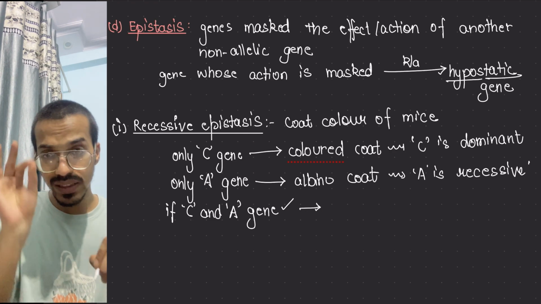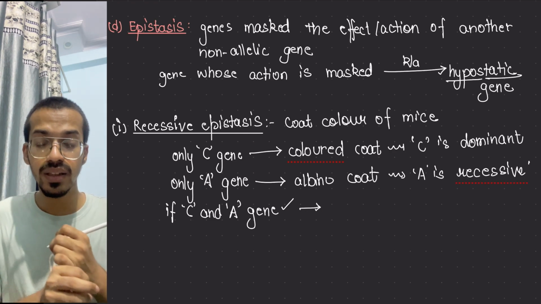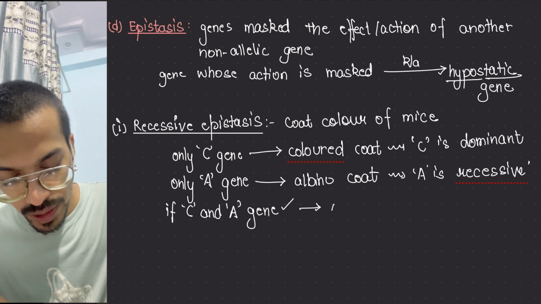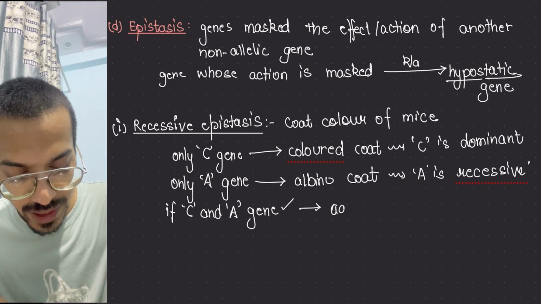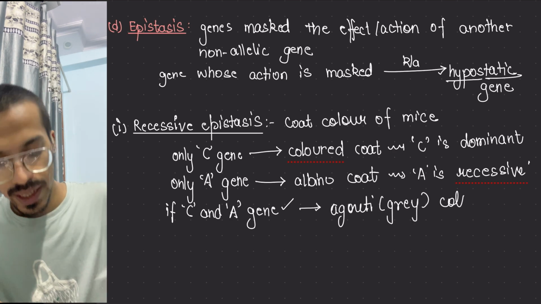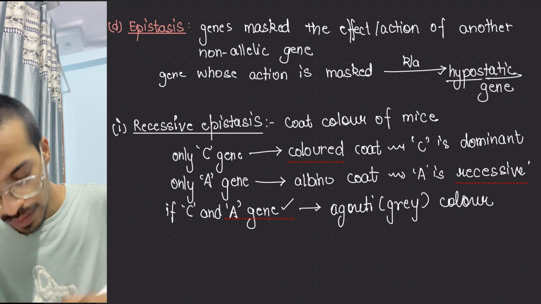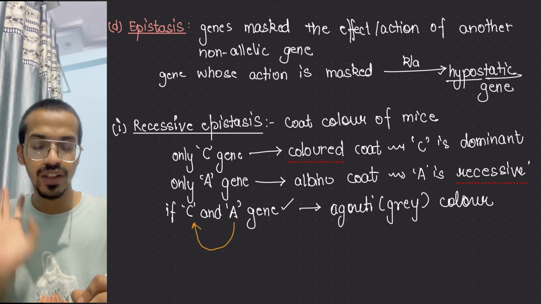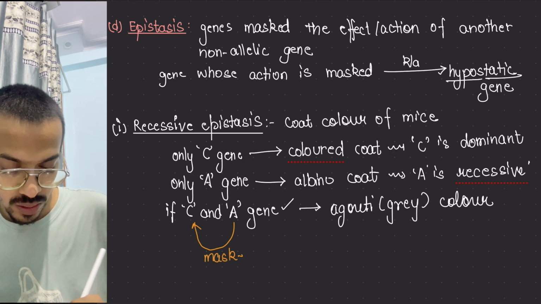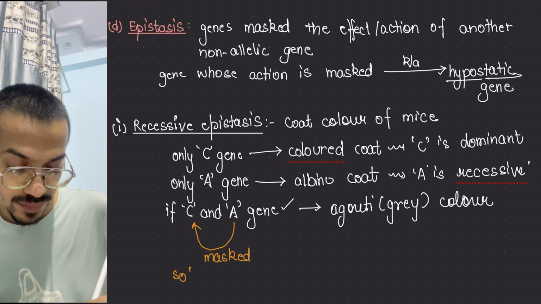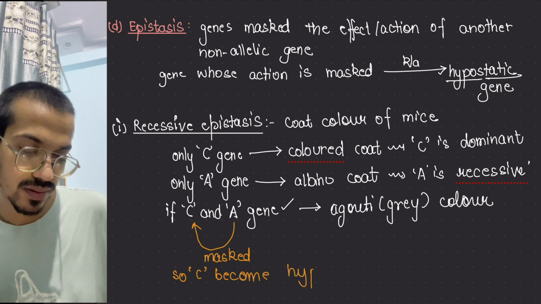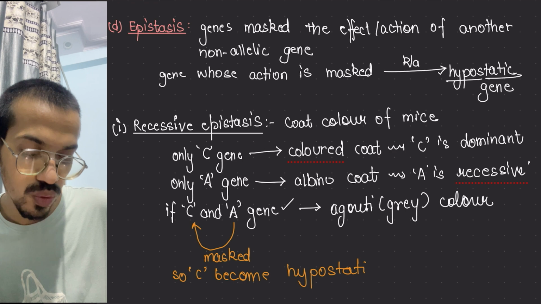Now if C and A are both present together, then what will happen? The color that would come would be agouti. Agouti is a gray color. So here this A masked the activity of C. Masked C. So C becomes the hypostatic gene.